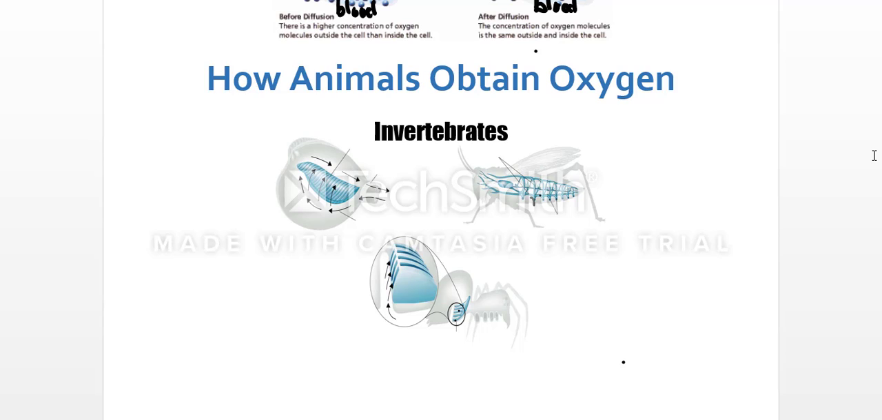So how do animals actually get the oxygen they need for cellular respiration? Well, here I've got a picture of some invertebrates. So here we've got a mollusk. This guy looks like an ant. Here it looks like a grasshopper.